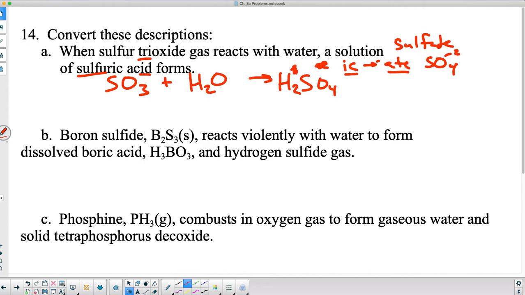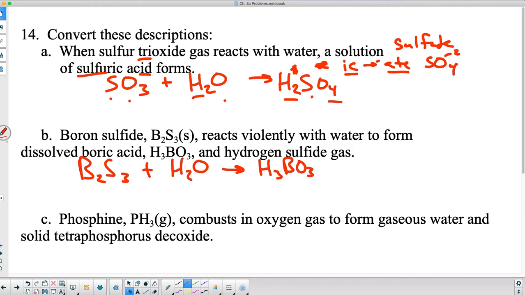So now I go back through and check. I have 1 S and 1 S. 3 plus 1 is 4 oxygens, and 4 oxygens. I have 2 hydrogens and 2 hydrogens, so that's balanced. SO3 plus H2O yields H2SO4. Boron sulfide. So boron sulfide, B2S3, reacts violently with water. So we're still doing H2O to form boric acid. This is an easy one because it gives it to you here.